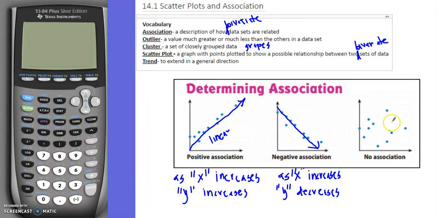There is no association on here. They're kind of just randomly plotted. So as X increases, Y increases and decreases.